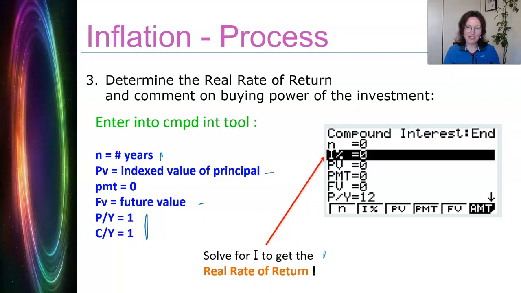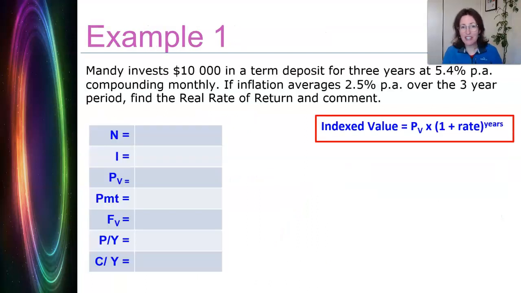Let's put that into practice. So Mandy invests $10,000 in a term deposit for 3 years at 5.4% per annum, compounding monthly. So if inflation averages 2.5% per year, which is about standard, over the 3-year period, find the real rate of return and comment. So first of all, let's put these numbers in just like we would normally with a compound interest question.